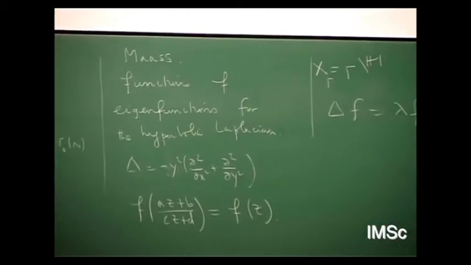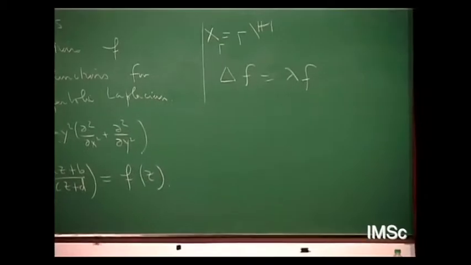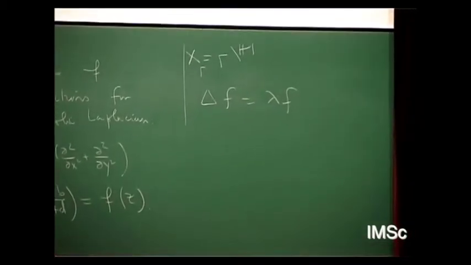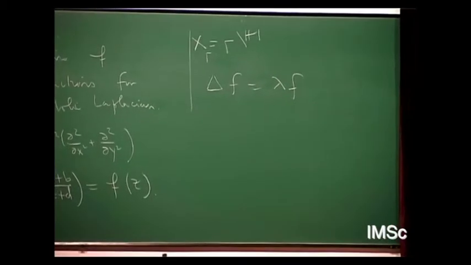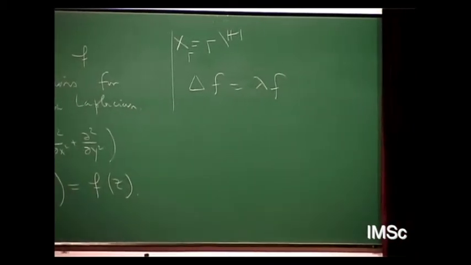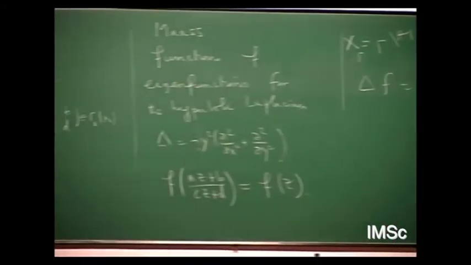And of course, Maass showed that a corresponding Hecke theory can be developed and various analogous properties can be carried over from the context of holomorphic modular forms to functions which are eigenfunctions for the hyperbolic Laplacian.